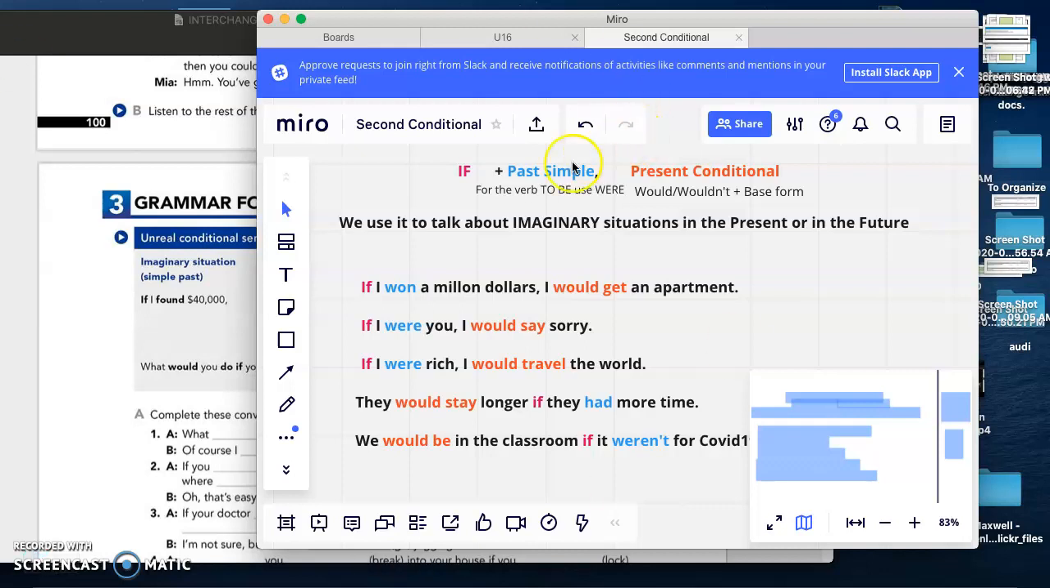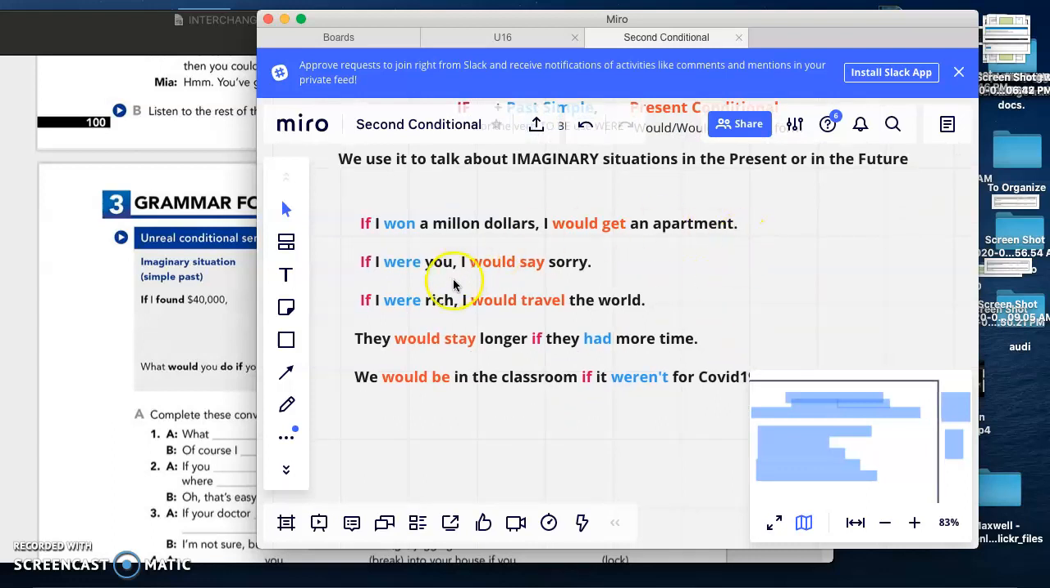So then we have another thing. If and then our subject. If I were, again, if I were rich, I would travel the world. So in here, again, we have the present conditional, would plus the base form of the verb, travel.